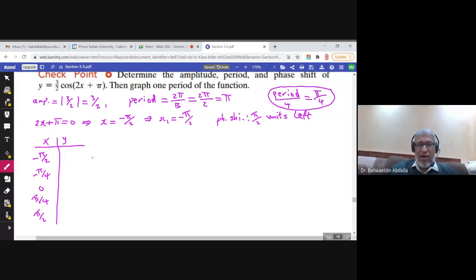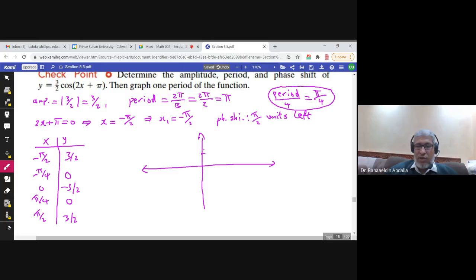Now, how to find the y values? We are graphing cosine. You can use the calculator to replace x by all of these values and you will get the answer. But if you know the graph of cosine and this is positive, then for cosine I have two x-intercepts at the second and the fourth key point, and here I have a maximum, and the maximum is 3 over 2 because it is the amplitude, and in the middle I have a minimum, which is negative 3 over 2. So you can graph this function easily.